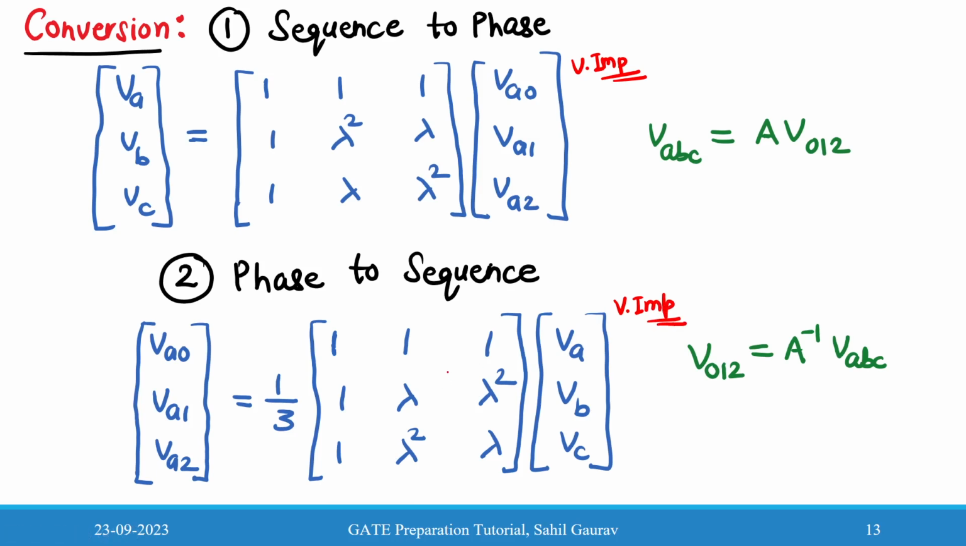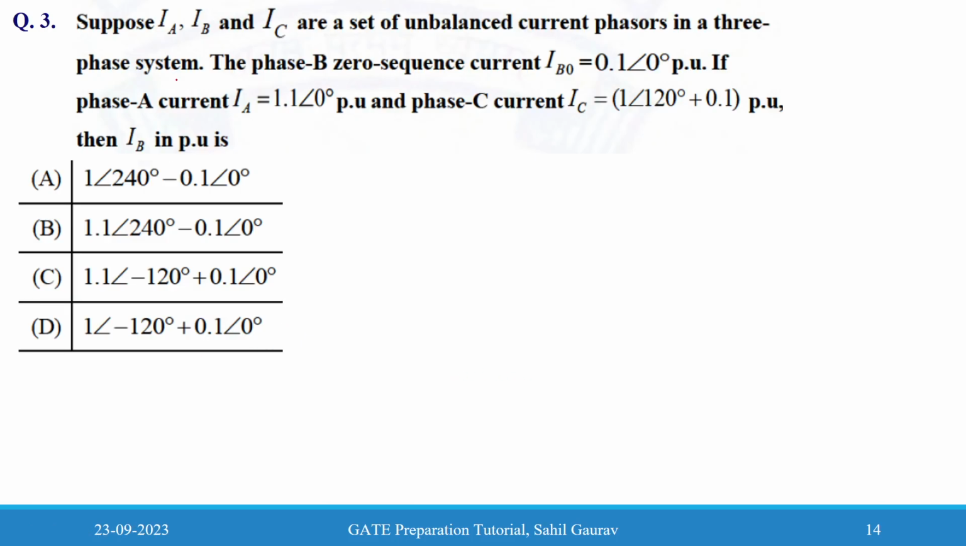So now, based on these two conversions, we will solve a problem. The third problem: suppose currents IA, IB, and IC are a set of unbalanced current phasors in a three-phase system. The phase B zero sequence current IB0 is 0.1 at an angle of 0 degrees per unit. If the phase A current IA is 1.1 at an angle of 0 degrees per unit, and the phase C current IC is 1 at an angle of 120 degrees per unit plus 0.1 per unit, then IB in per unit is. This was asked recently, in GATE 2021.